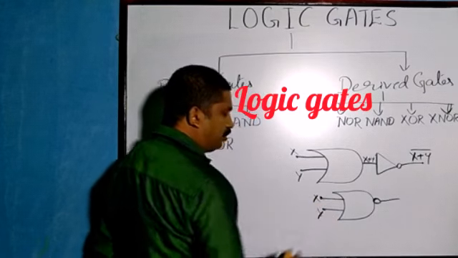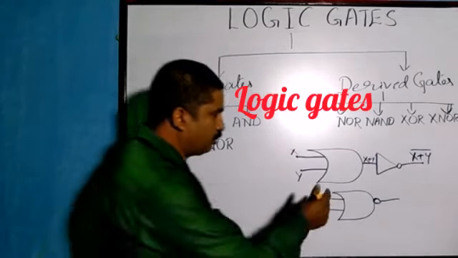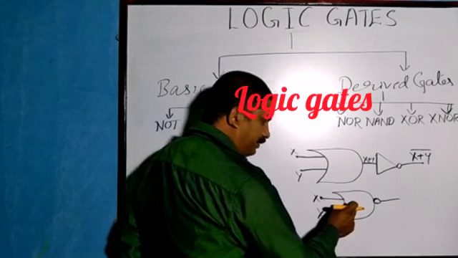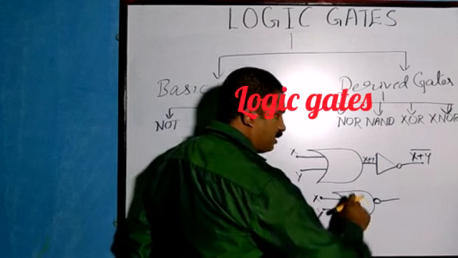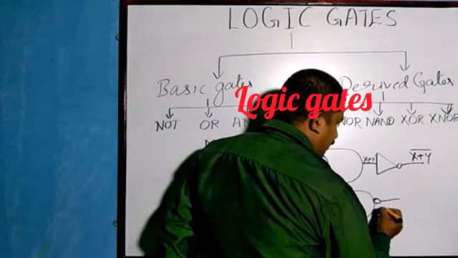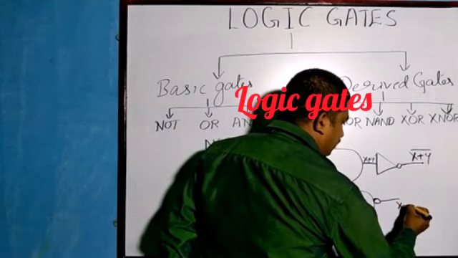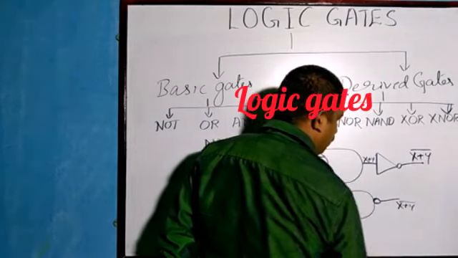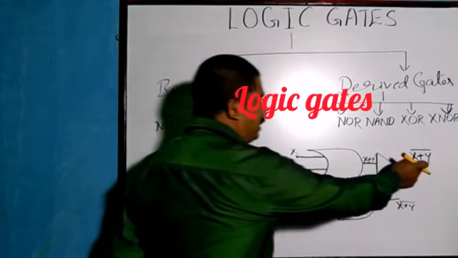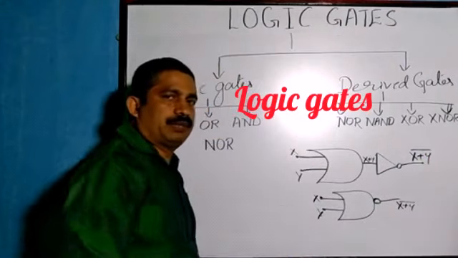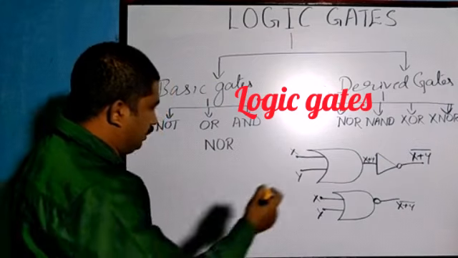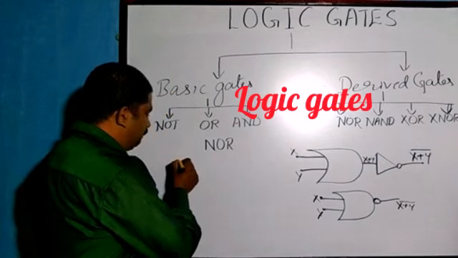Then if inputs are x and y, then what is the output? When it flows into the OR gate, you will get x plus y. When it moves out of NOT gate, you will get x plus y whole complement. If you write AB, then output is a plus b whole complement. PQ means p plus q whole complement. Let us draw a truth table.